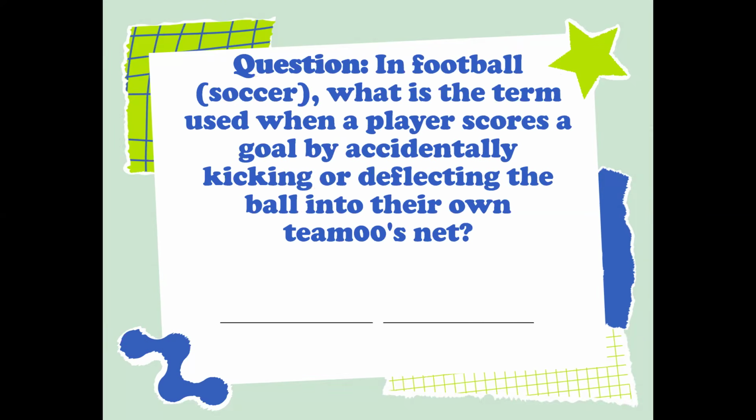In football or soccer, what is the term used when a player scores a goal by accidentally kicking or deflecting the ball into their own team's net? So the answer is own goal. गलती से होता है ना, अपने खुद के गोल में, तो गलती से अपना ही गोल चला जाता है. That is, उसको क्या कहते हैं, own goal या self. नेक्स्ट क्वेश्चन.